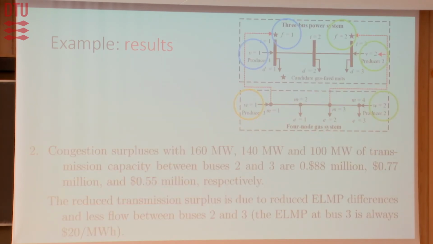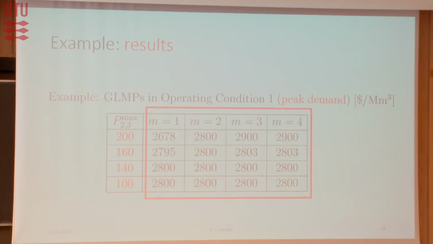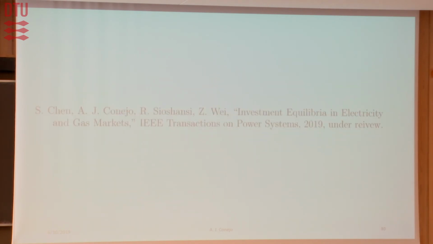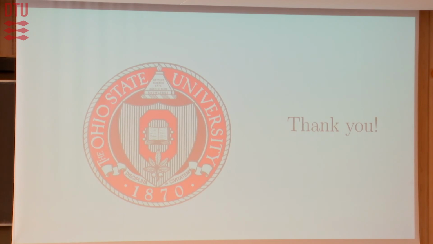Okay, so there are some explanations here. And these are the gas prices, and we can see that the gas price changed significantly. To some extent, they change as a result of the transmission capacity of the electrical line. So the electrical line is influencing what happened in the gas system because of the interconnection. And I think this is it.